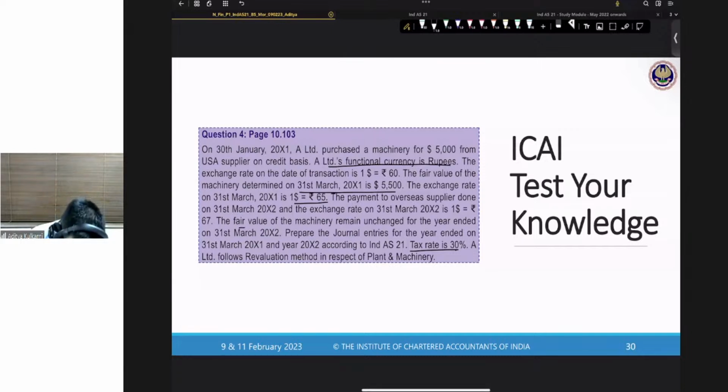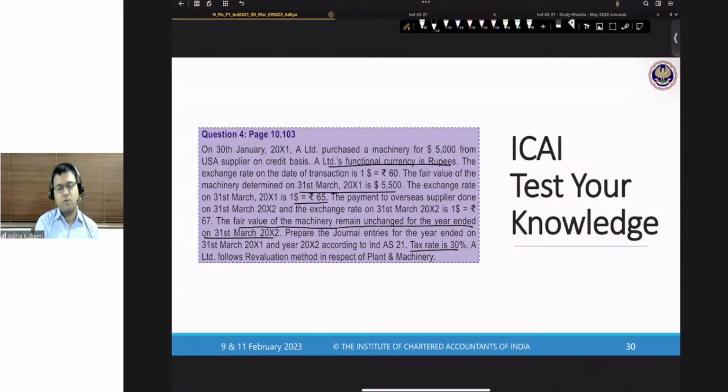The fair value of the machinery remains unchanged for the year ended 31st March X2. Here is the place where students get confused. They say that as on 31st March X1, we had done a fair valuation and it returned a figure of 5,500. On 31st March X2, we again do the fair valuation, but this time it is 5,500, the same as on 31st March X1, and therefore we will not pass any entry. This is incorrect.